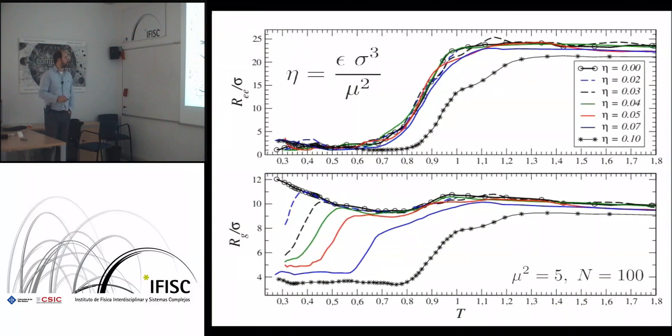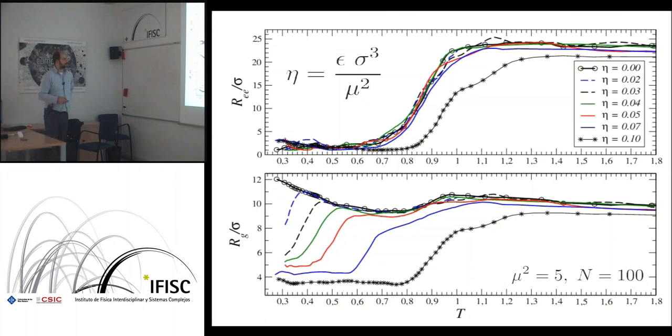So when we measure, for instance, the end-to-end distance versus the temperature, what we see immediately is that in all cases, independently of how strong the isotropic interaction between monomers is, the distance between the two ends decays to one, which means that the two ends stay together. In the case of the radius of gyration, we can see that when the particles start to interact isotropically, we also have a decay of the radius of gyration. That means that the chain is collapsing.